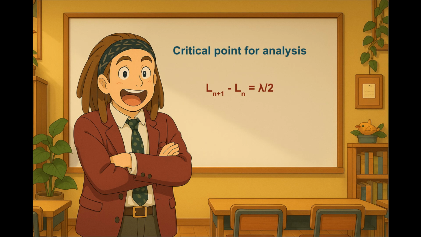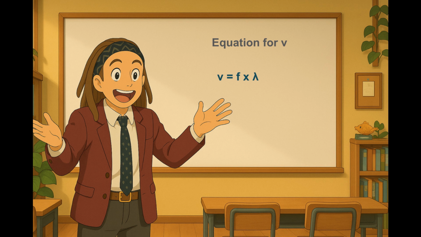A crucial insight is that the distance between any 2 consecutive resonance lengths in such a tube is exactly half a wavelength. We can express this as the difference between successive lengths, like L2 minus L1, being equal to lambda over 2. Once we find the wavelength lambda, we can calculate the speed of sound using the fundamental wave equation: v equals f multiplied by lambda.